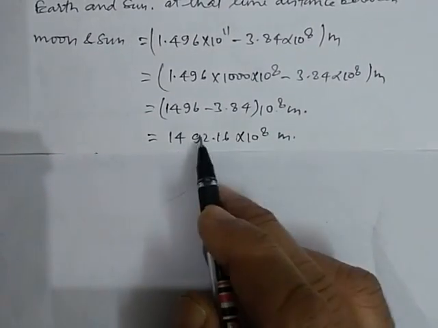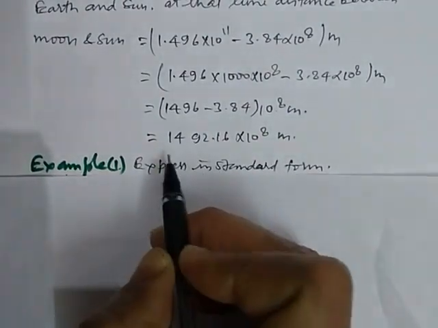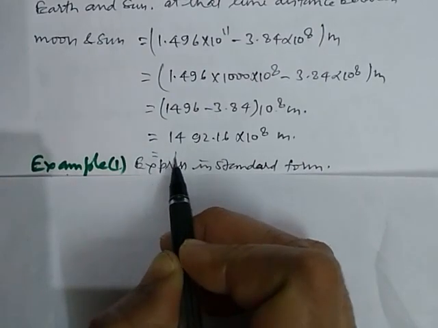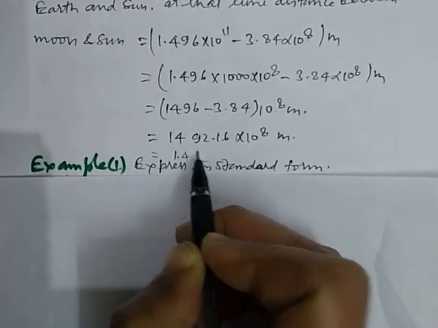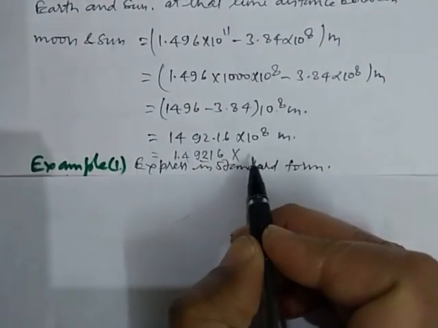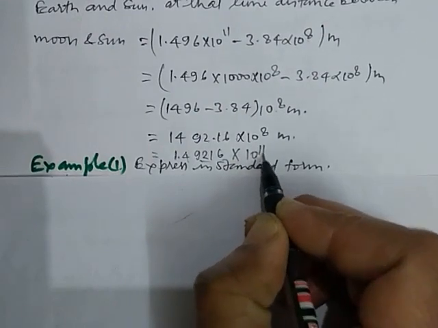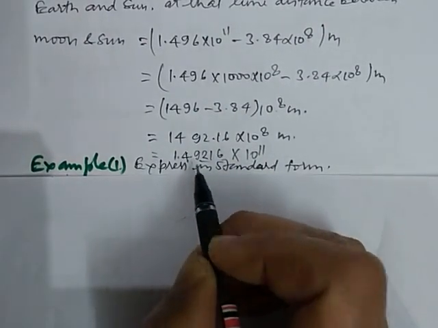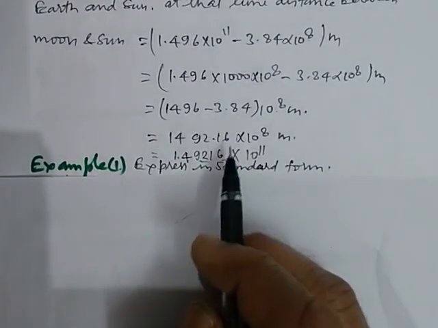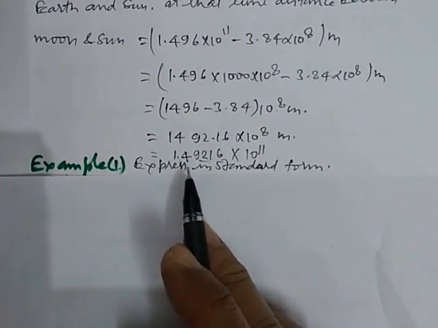Okay, now we express this in standard form. Again we put the decimal here, so 1.49216 into 10 raised to the power 11. So this is the final answer, that is the distance between moon and sun at the time of eclipse.